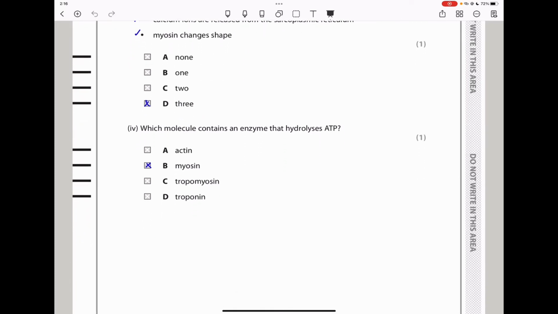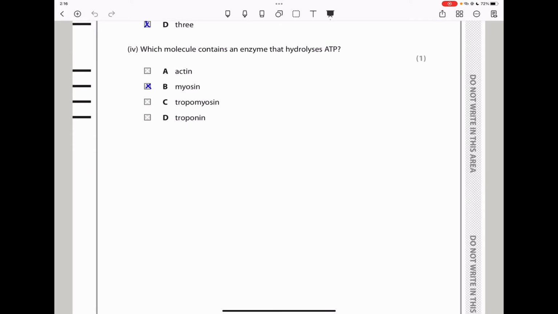The next part says, which molecule contains an enzyme that hydrolyzes ATP? You guys know ATP is hydrolyzed on the myosin head, so it should be on the myosin. The answer here should be B. Let's move on to the next part.